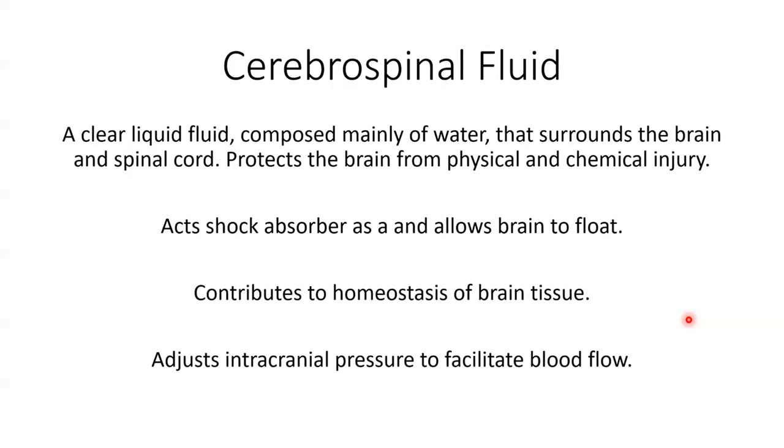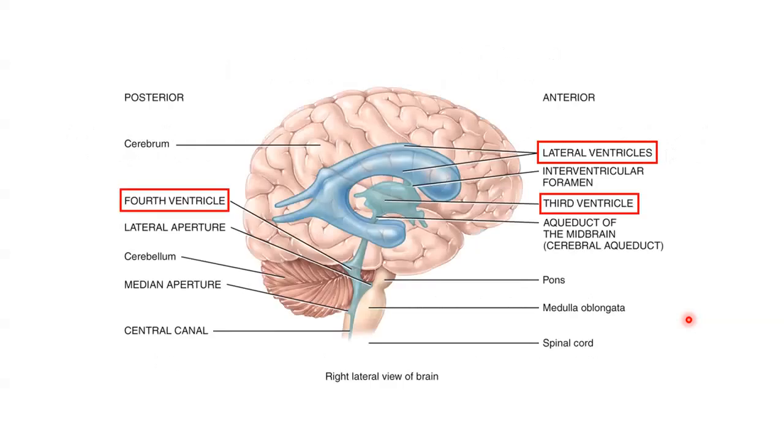So this is why anytime there's an increase in pressure in the skull due to an injury or a bleed, it can be really dangerous. That increase in intracranial pressure actually inhibits the flow of blood to various regions of brain tissue.